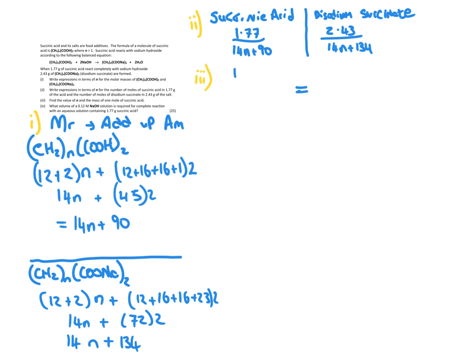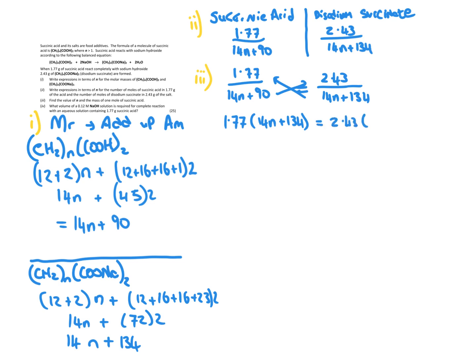So that means all of the succinic acid will react to produce the sodium succinate, so there should be no loss of mass. We know that from junior cycle. So we can let them equal each other. Now, when you let two expressions equal each other, the simplest way to figure them out is to cross multiply. So that will give me 1.77 times (14n plus 134), and let that equal 2.43 times (14n plus 90). Now we need to show the full workings of this, so I'm just going to do it out.